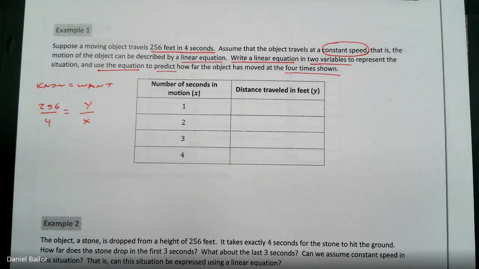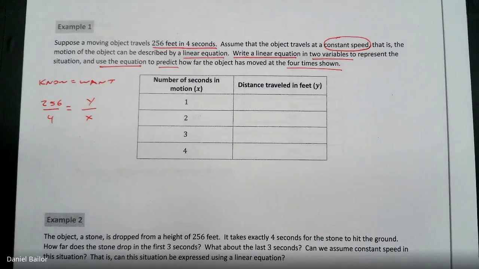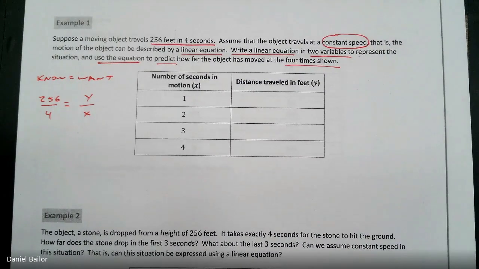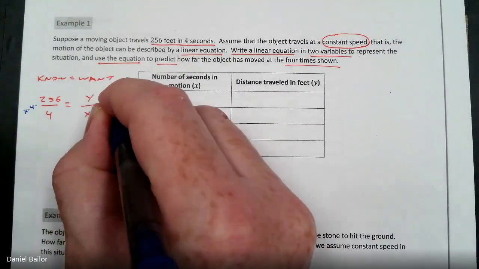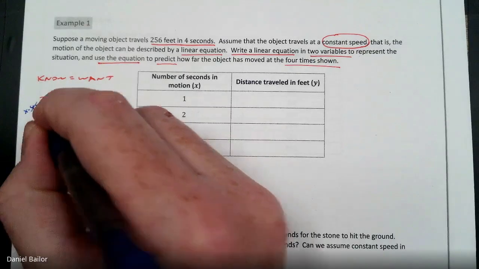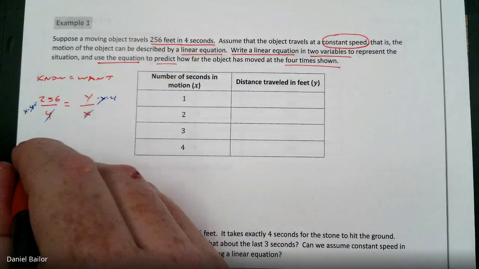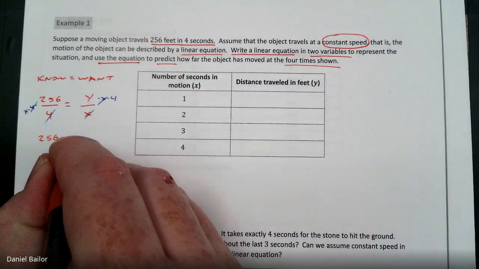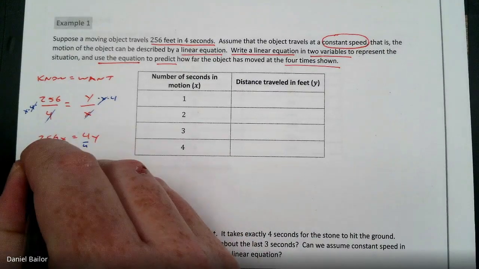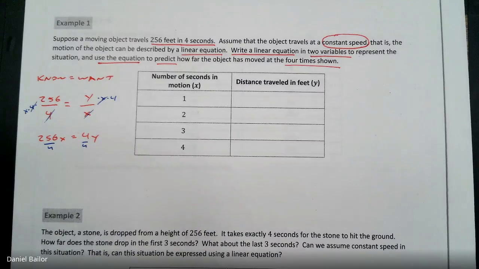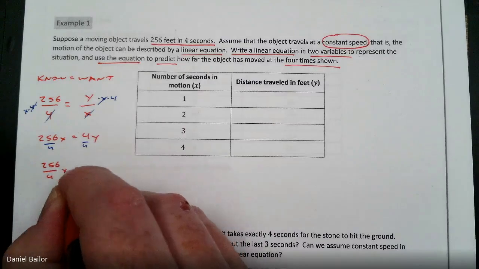So you'll remember to do this, we use the multiplication property of equality, or something called cross multiply. We multiply both sides by both denominators. So on the left we can cancel the 4, on the right we cancel the x. So we get 256x equals 4y. Then we divide by 4. So we get 256 over 4x equals y by itself.